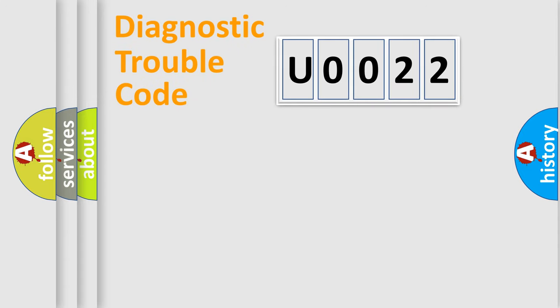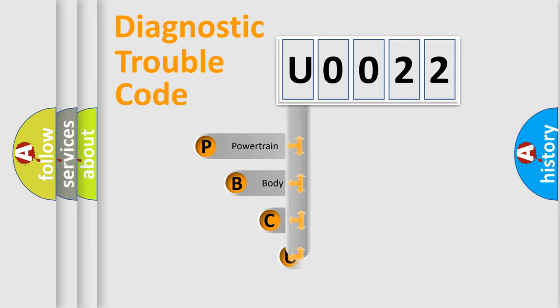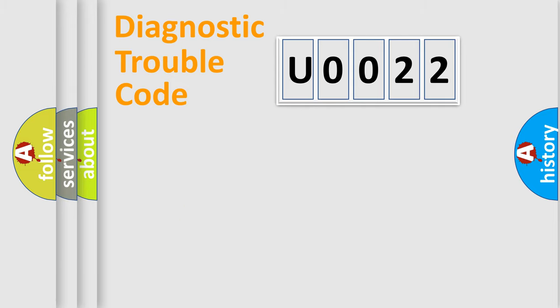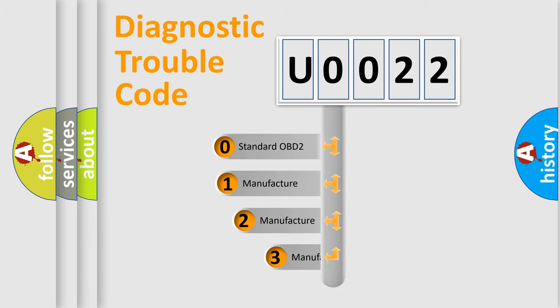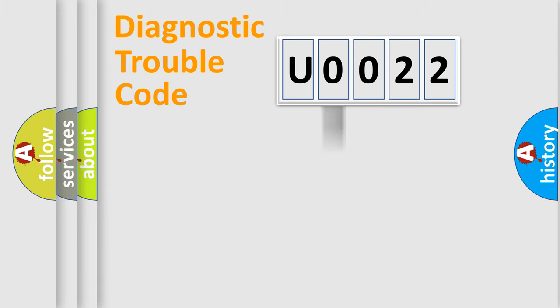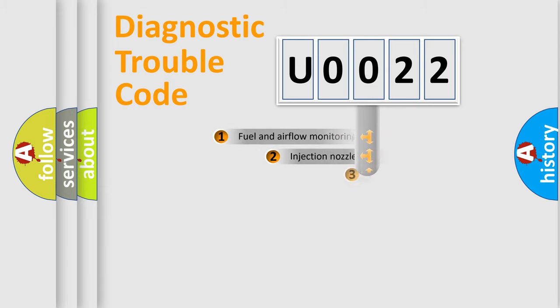Let's do this. First, let's look at the history of diagnostic fault code composition according to the OBD2 protocol, which is unified for all automakers since 2000. We divide the electric system of the automobile into four basic units: powertrain, body, chassis, network. This distribution is defined in the first character of the code. If the second character is zero, it is a standardized error. In the case of numbers 1, 2, 3, it is a more specific, manufacturer-specific expression of the error.